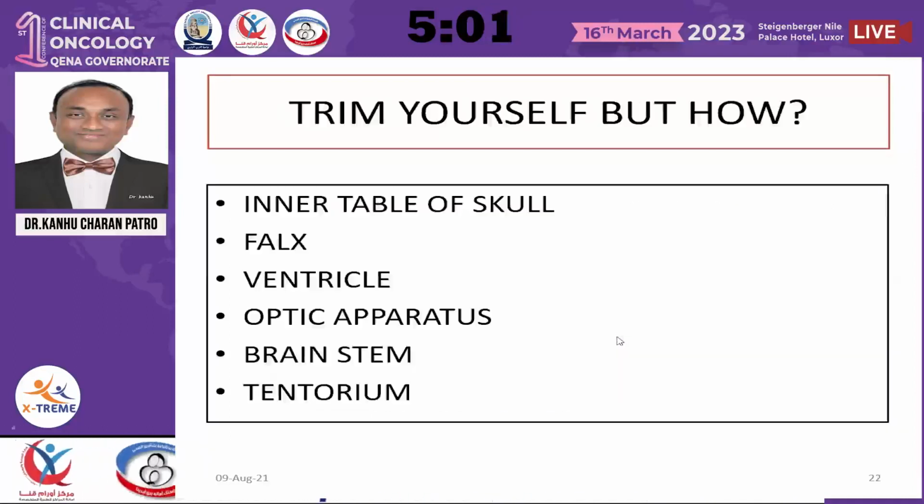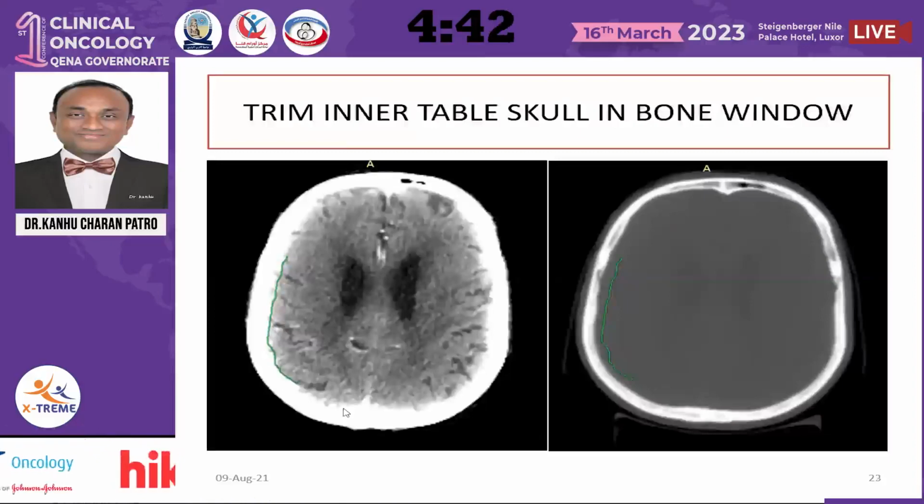So how to trim ourselves? Trimming is very important, and the main crux is the trimming. So trim yourself, but how? You have to trim out about the inner table of skull, falx, ventricle, optic apparatus, brainstem, and tentorium. So when you are doing the CTV delineation, after giving the 2 cm margin, you have to trim from the skull. So the skull is a barrier.